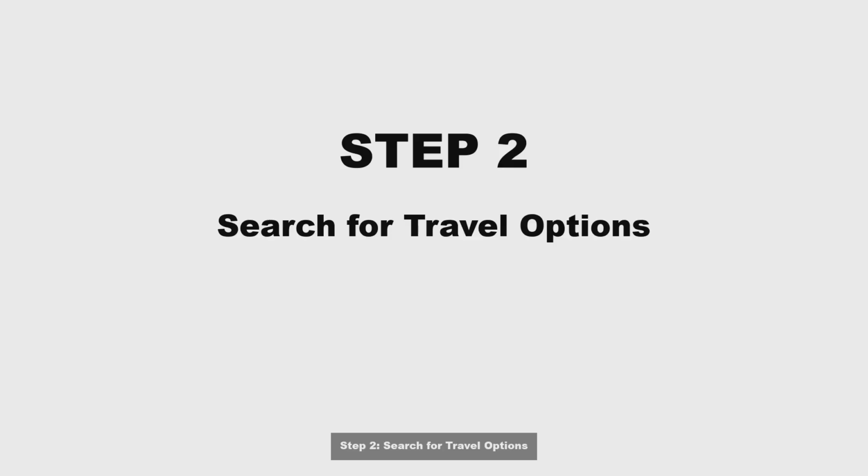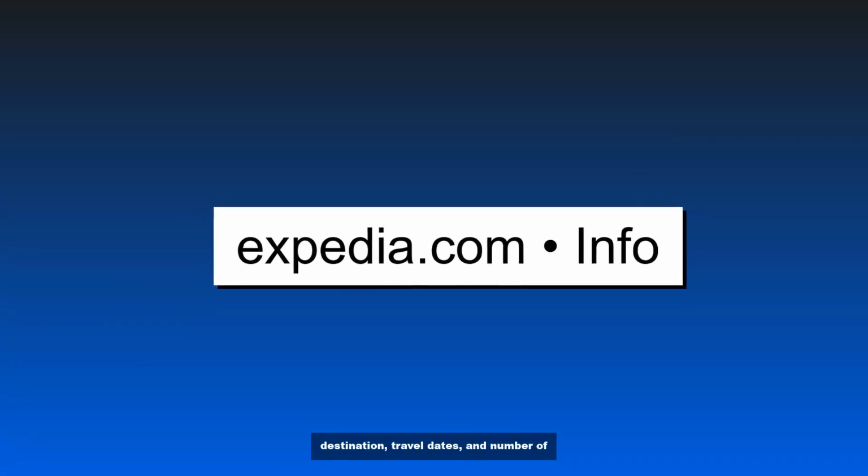Step 2. Search for travel options. Enter your travel details such as destination, travel dates, and number of travelers. Click on the search button to view available options for flights, hotels, or vacation packages.